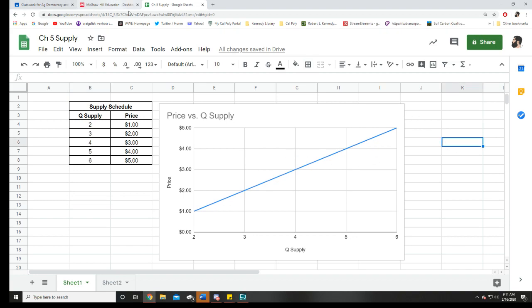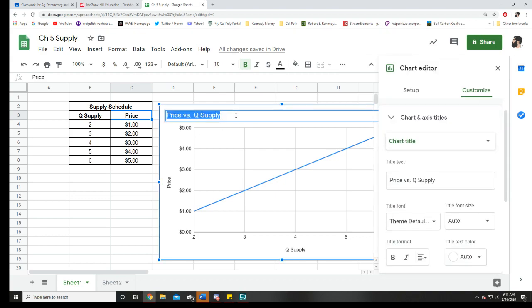Now, I just wanted to make sure I get over that. If you need to look back at the video, you can always go back to see how I did that. But just remember that I put quantity supplied first and then price, because otherwise these two axes will be flipped. So just go back to the video and do that.